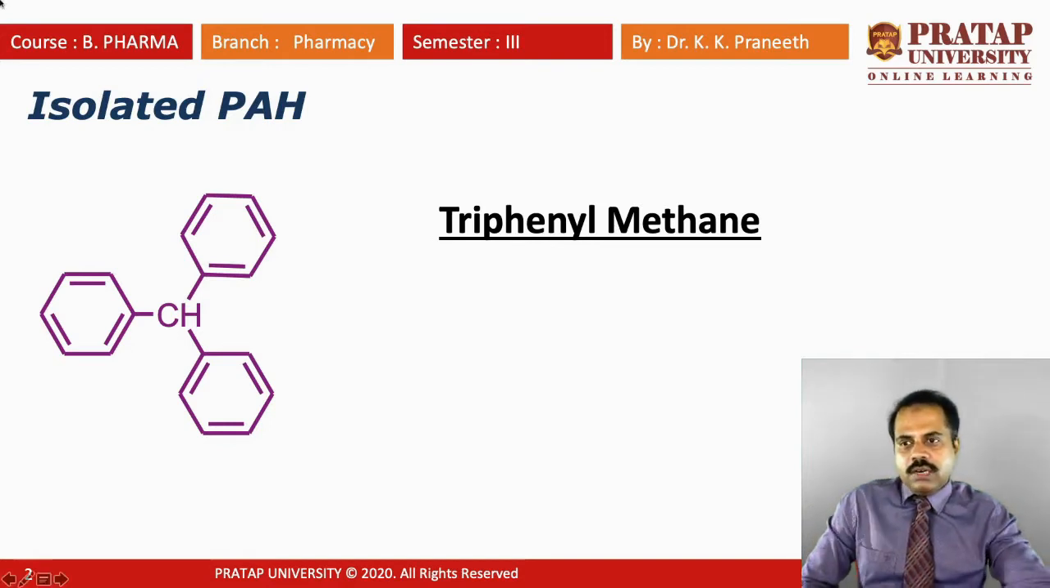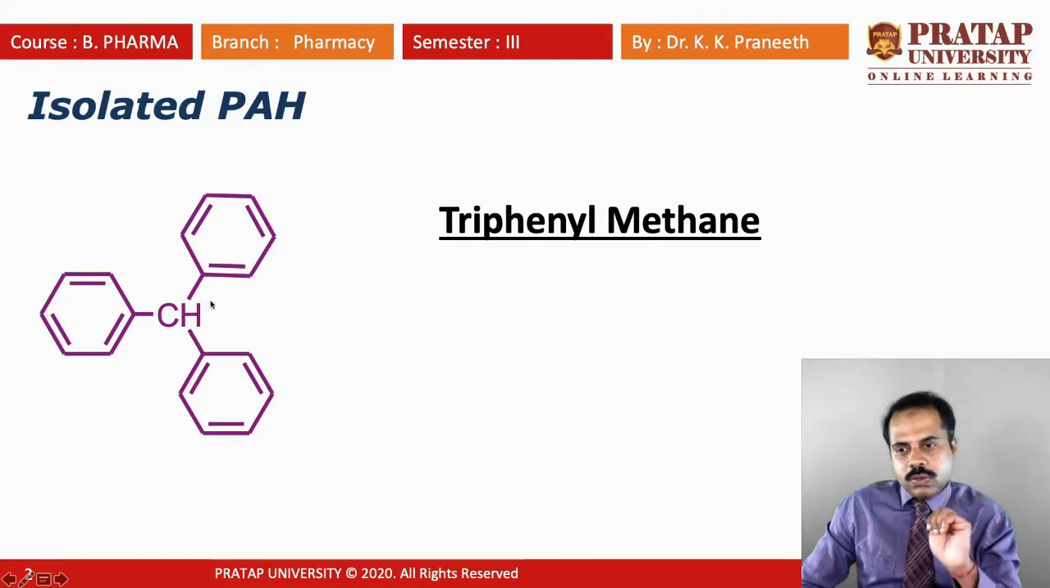So in this class we will start with another isolated PAH, that is triphenyl methane. Triphenyl methane is an isolated PAH. It contains three aromatic rings. You can see here three aromatic rings: one is this one, then two, the benzene ring, and this is the third benzene ring. And this is all connected with a carbon. The carbon has hydrogen also, because carbon should have 4 bonds. Three bonds are satisfied, 1, 2, 3 bonds connected with the benzene rings, so one hydrogen should be there. So I put this one hydrogen. So this is the structure of triphenyl methane.